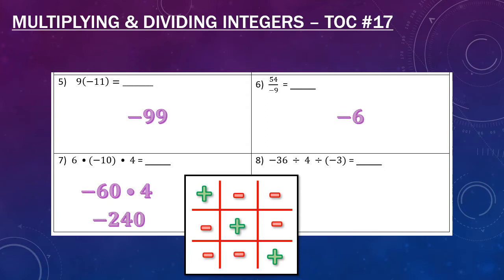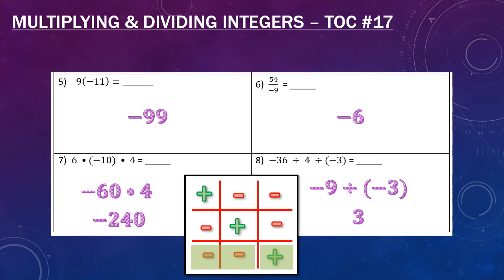Looking at number 8, this time I have a negative divided by a positive divided by a negative. I have 2 negatives. That's an even number. So if I have an even number of negatives, my answer will be positive. So let's break it into smaller chunks and I'll show you what I mean. Negative divided by a positive is going to give me a negative answer. 36 divided by 4 is negative 9. Then I have to divide that by negative 3. A negative divided by a negative will give me a positive 3.